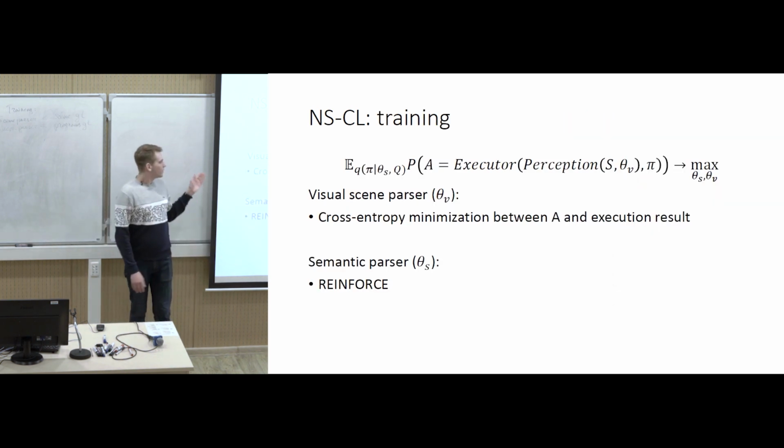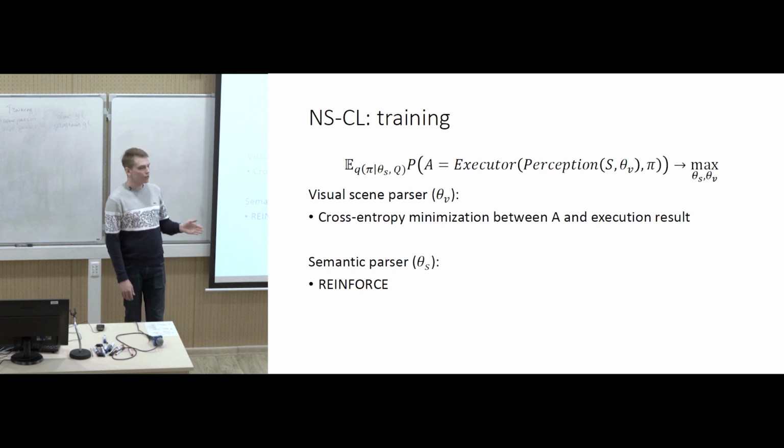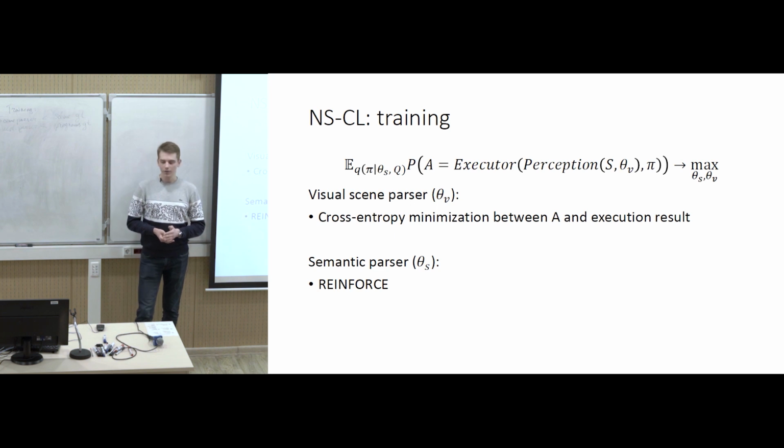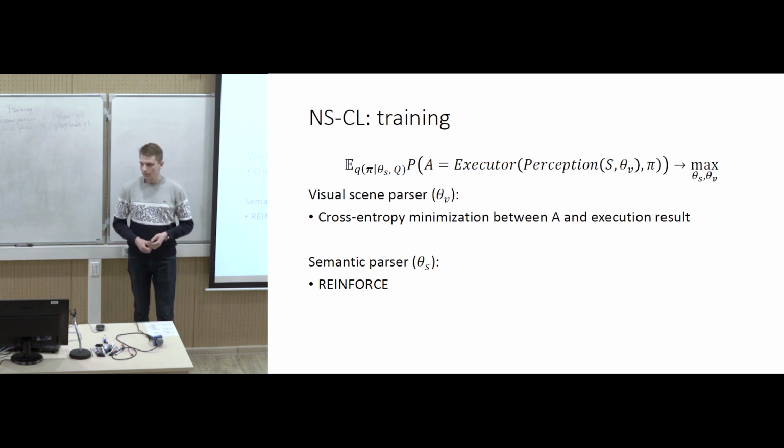So the term for the visual scene parser is the minimization of cross entropy between our answer and the result of our execution. And as for the semantic parser, we use reinforce with some variance reduction techniques to train it, just by sampling an image, question and answer from the dataset, and after that sampling a program from the distribution of the model.